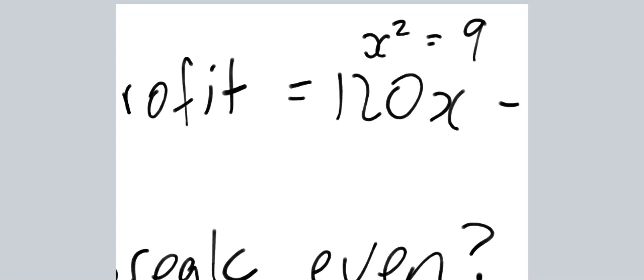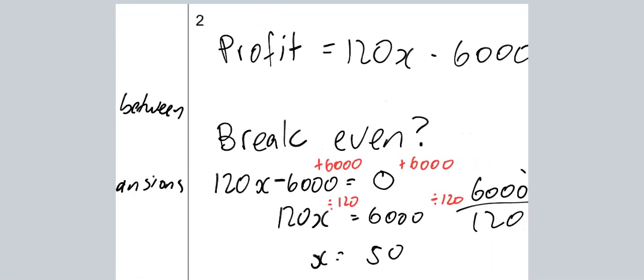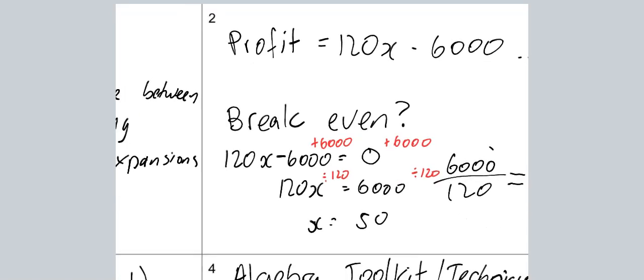So when we had a profit margin of profit equals 120x minus 6,000, what is the break-even point? To be precise, what we were saying is, for what value of x is 120x minus 6,000 equals 0 true? When is it true? It's true when x equals 50. It's not true when x equals 50.1. It's not true when x equals 51. It's only true when x equals 50. Does that make sense so far?